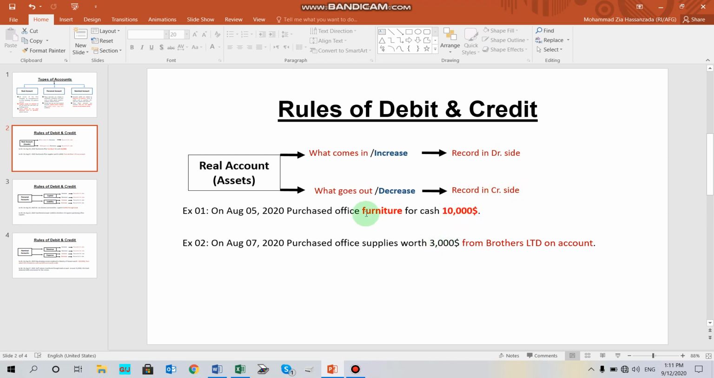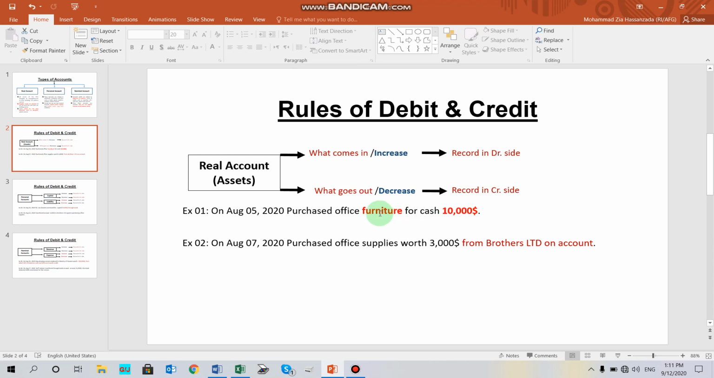For better understanding of these rules of debit and credit, it is better to have a look at this example. On 5th of August, purchased office furniture for cash $10,000. Here we have two types of assets in this example. One is furniture and the other is $10,000 cash. Cash is also our asset, furniture is also our asset.